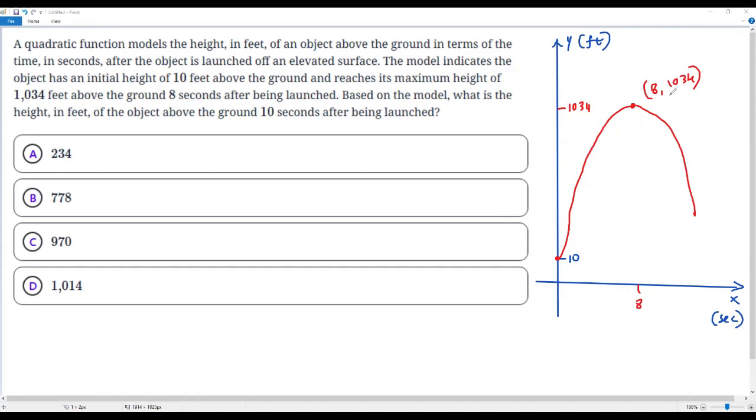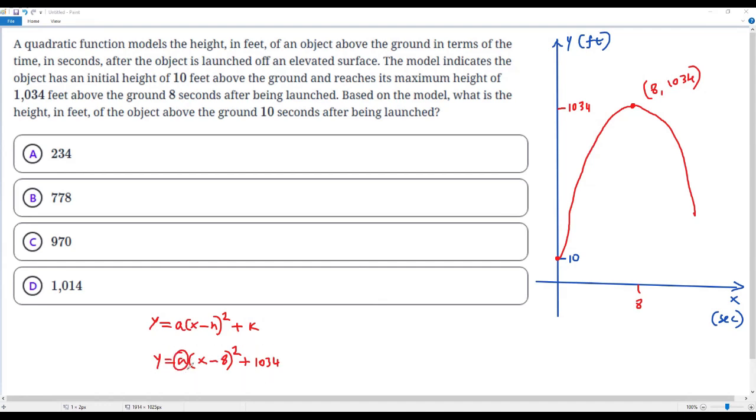So we can write the quadratic function in vertex form, which represents the path of the object. The vertex form of a quadratic function is y equals a times (x minus h) the whole square plus k. Here h is the x-coordinate of the vertex, that is 8 seconds, so (x minus 8) the whole square, and k is the y-coordinate of the vertex, that is the height 1034. Okay, here the quadratic function is not complete because it contains an unknown constant a.